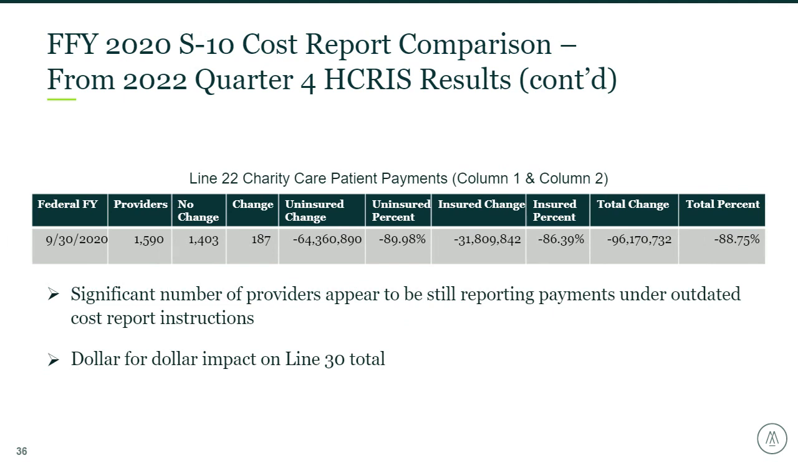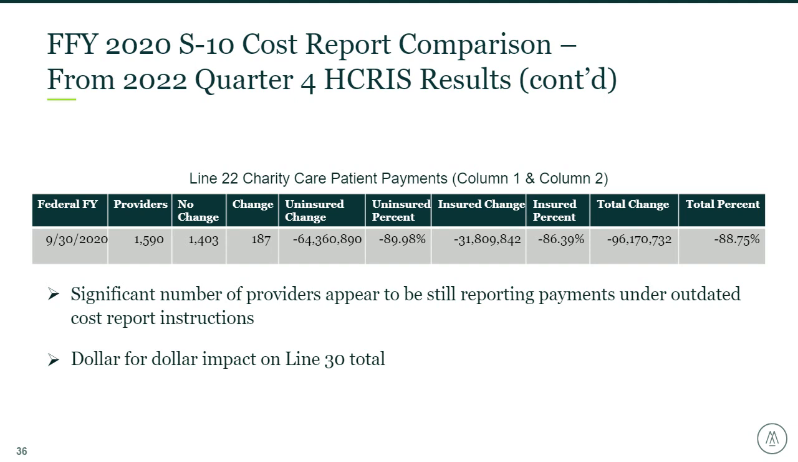The next line we're going to look at is line 22, charity care patient payments. So you can see that there was 187 that had to change. So not really large in the total amount that had to change in population, but if you look at the percentage, you have almost 90% of providers where they have a change in line 22 losing these reported amounts.